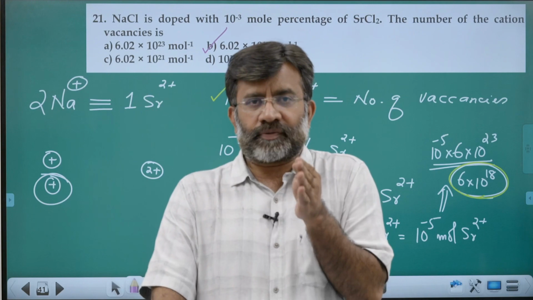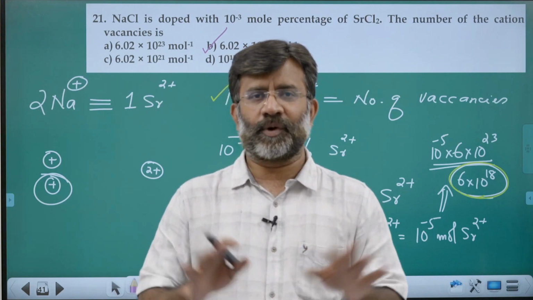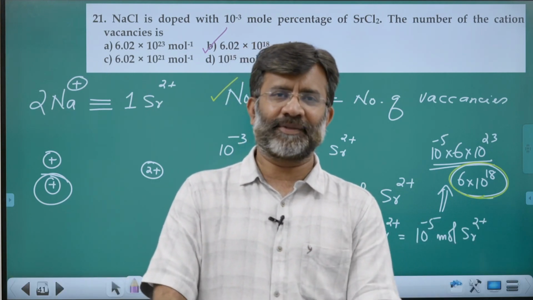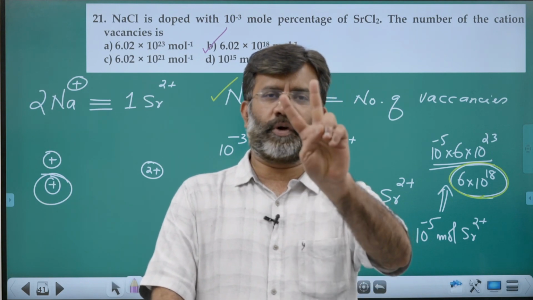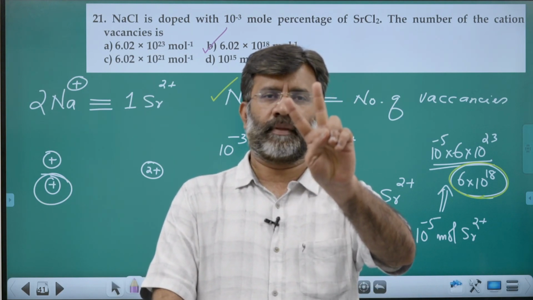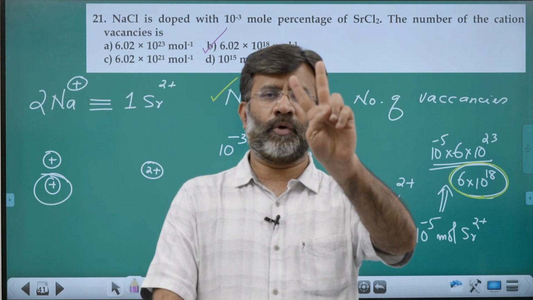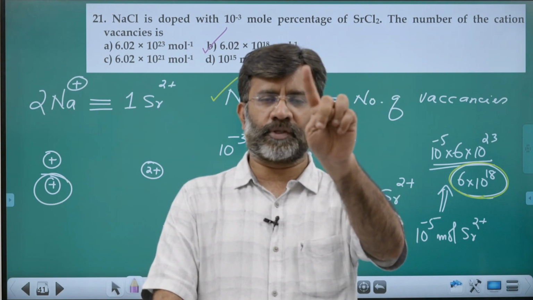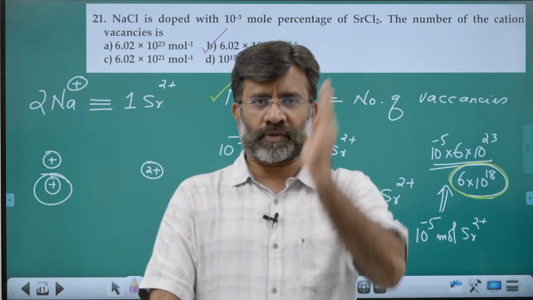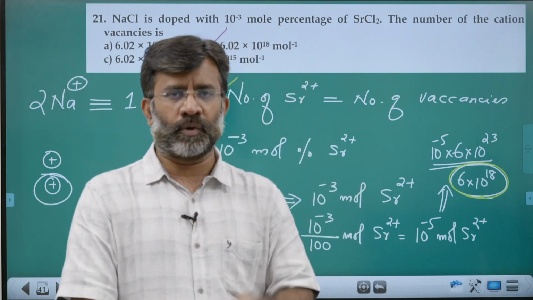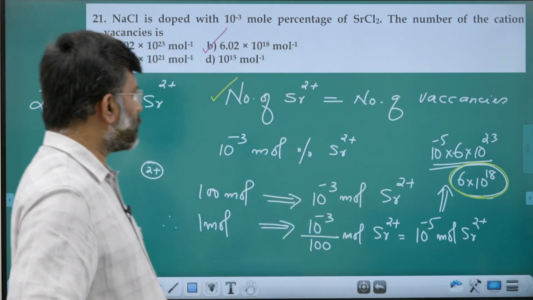Okay. Number of strontium in is equal to number of vacancy. How is that? When 2 sodium removed, 1 position occupied by strontium, 1 position remain vacant. So number of strontium coming is equal to number of vacancies. Next question.